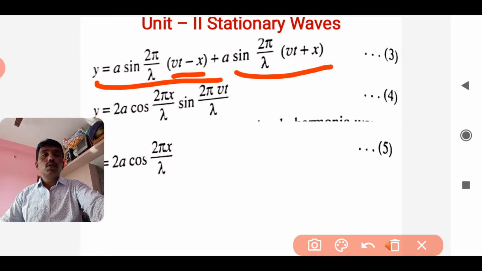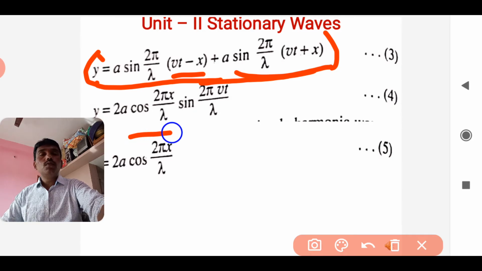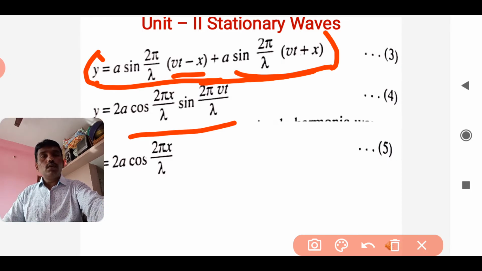If you implement these relationships in y equals a sine 2π/λ (vt − x) plus a sine 2π/λ (vt + x), applying this trigonometry to both equations, you will get y equals 2a cos(2πx/λ) sin(2πvt/λ). Here we are not solving this in detail, because it will divert from our point. But if anybody has a problem with this, we can solve it anytime. It is very simple.